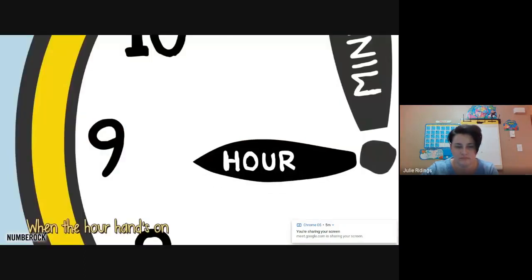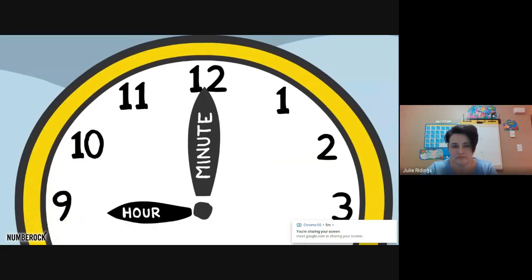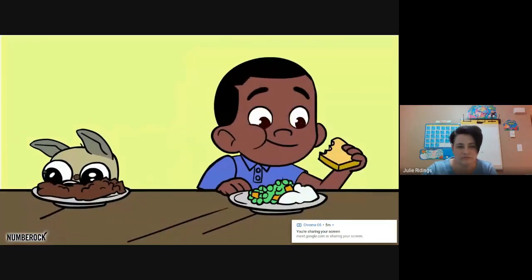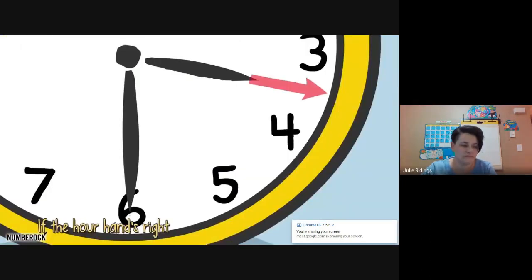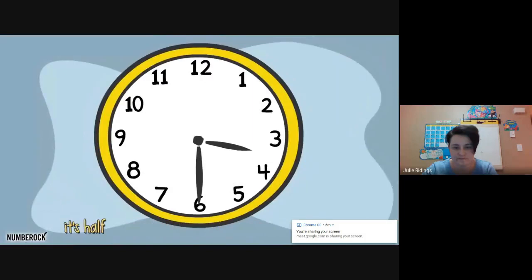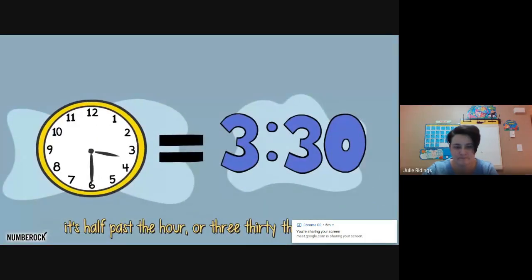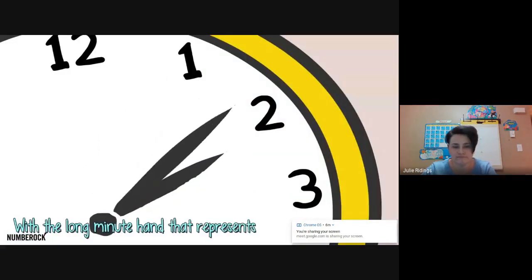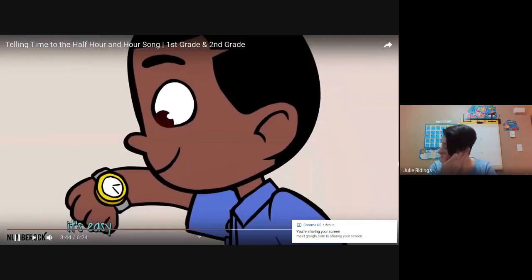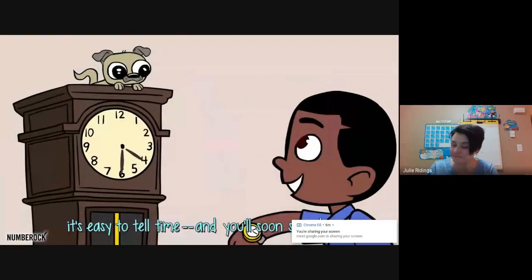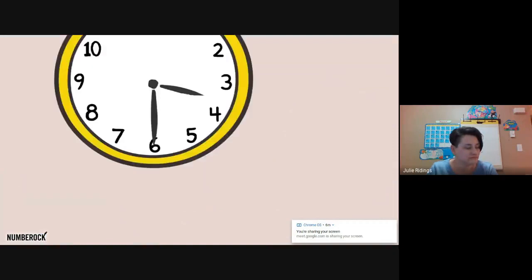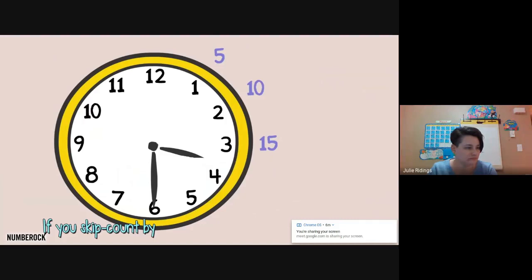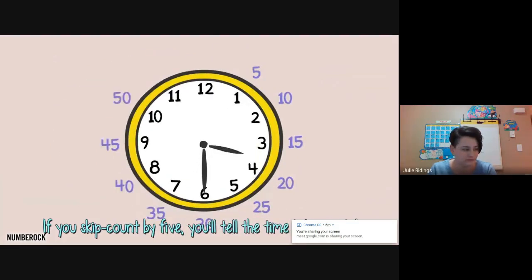When the hour hand's on a number and the minute hand's up, we know it's o'clock. If the hour hand's right between two numbers, it's half past, like 3:30 that day. With the long minute hand that represents the minutes going by, it's easy to tell time and you soon see why. Each number on the clock is 5 minutes, and if you skip count by 5 and tell the time, it gets split.